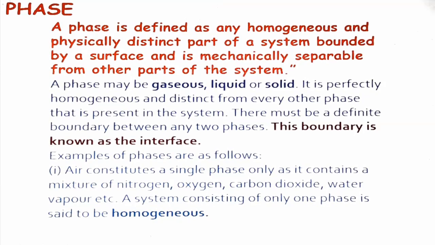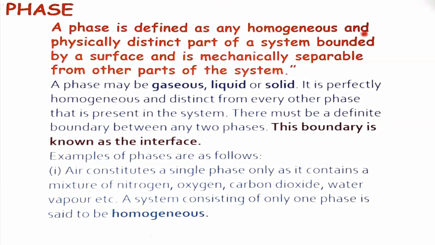Now, a phase is defined as any homogeneous and physically distinct part of a system bounded by a surface and mechanically separable from other parts of the system. So how many phases are there? That we can decide on the basis of their homogeneous nature and whether they are mechanically separable or not. A phase may be gaseous, liquid or solid.